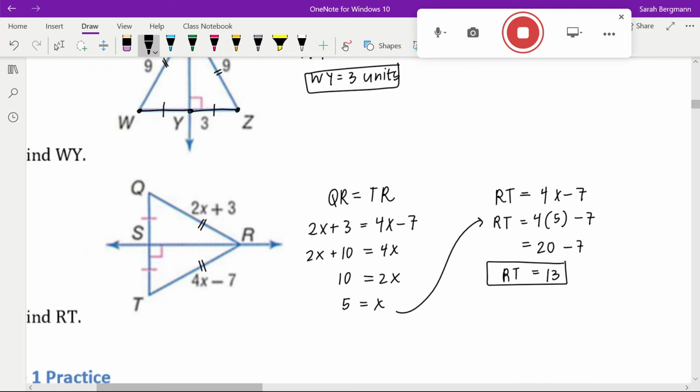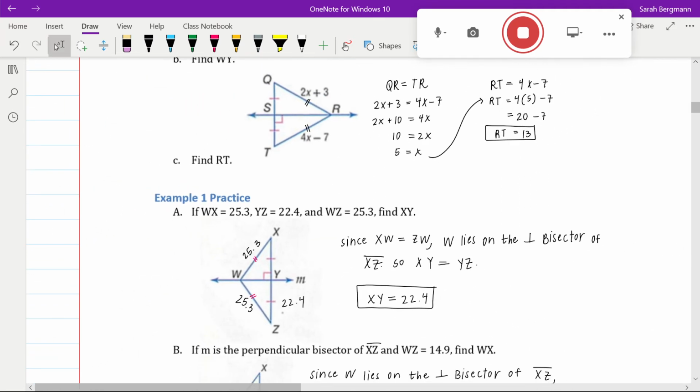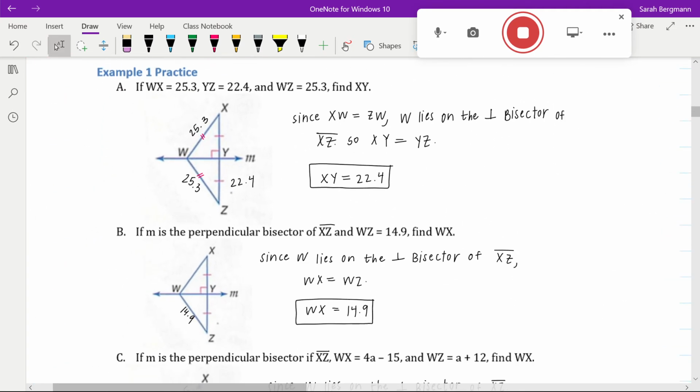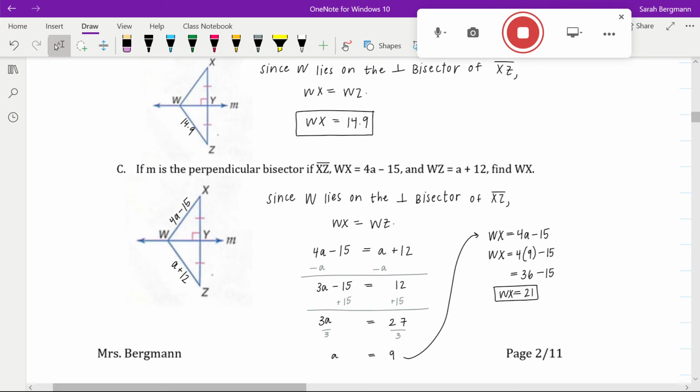Pause the video and try the practice problems below. Here are the correct answers for A and B. Here's the correct answer for C. I wrote out some extra explanations just so that you can understand them a little bit better. Make sure you know that you do not have to write all that out.